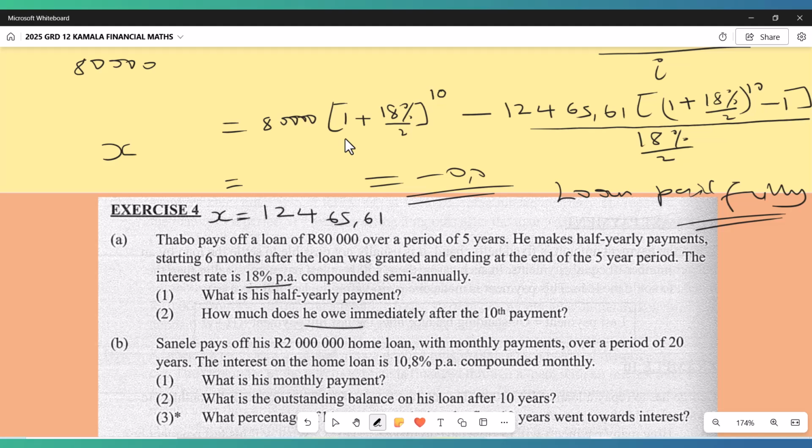Yes, I think we are fine now. Don't forget, the moment you see a negative, it means the loan is fully paid. Okay, next example here.